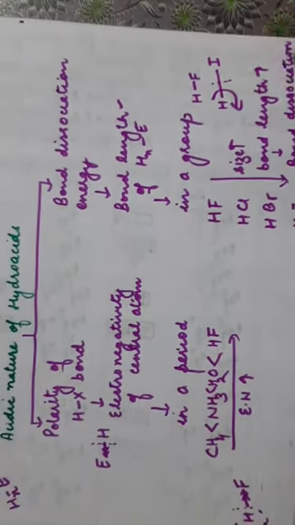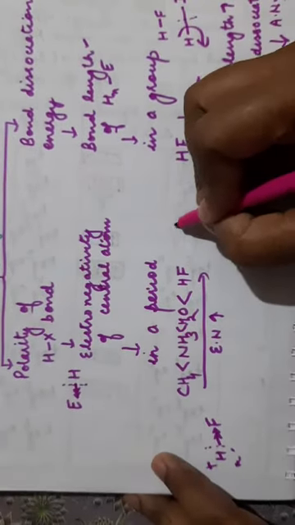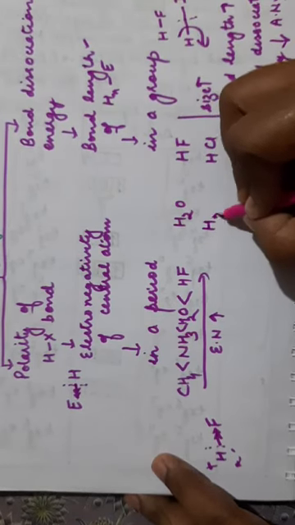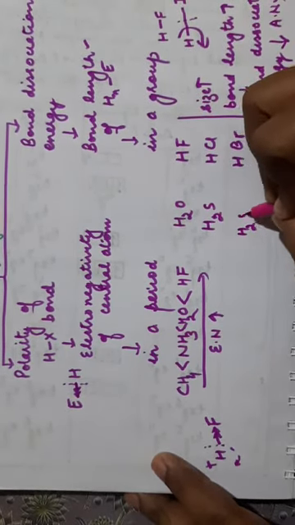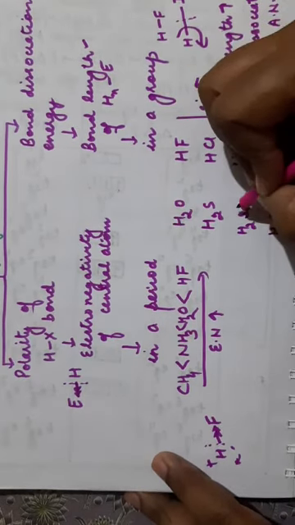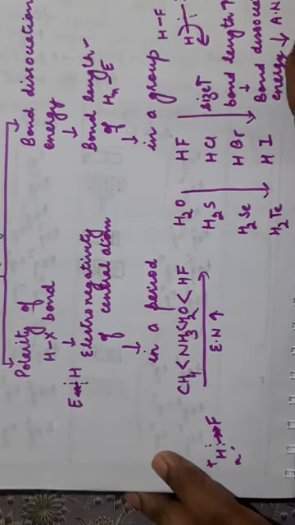So this is what we have compared in a period and in a group. Another example we can take for the 16th group hydrides: H2O, H2S, H2Se and H2Te. Oxygen, sulfur, selenium and tellurium. Down the group, size increases, bond length increases.